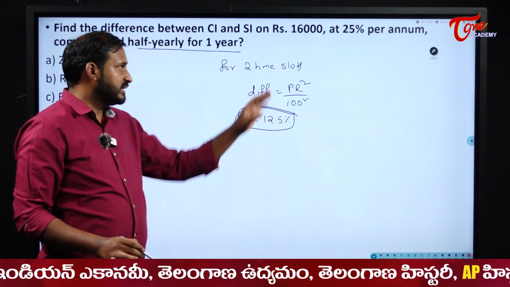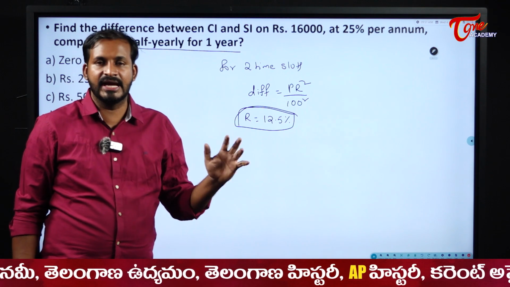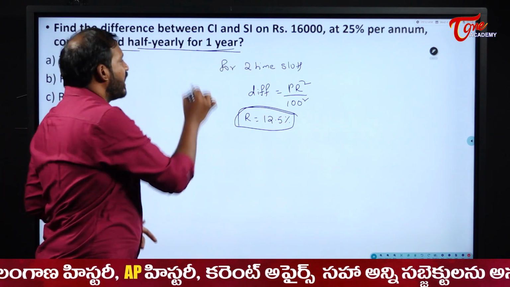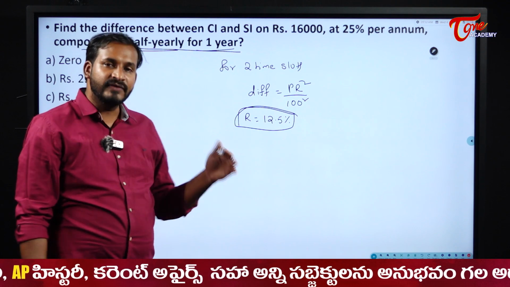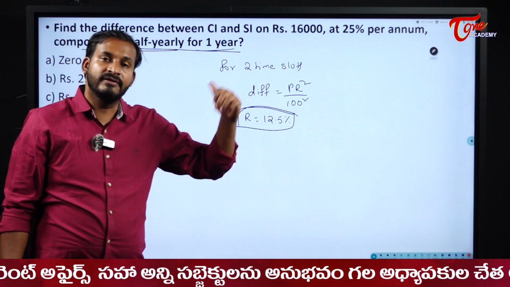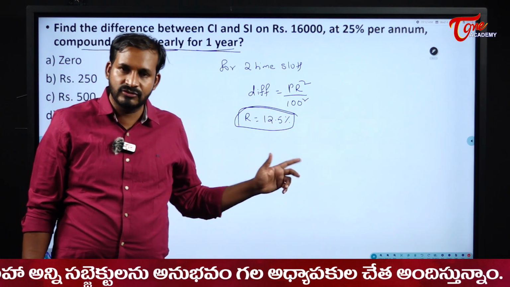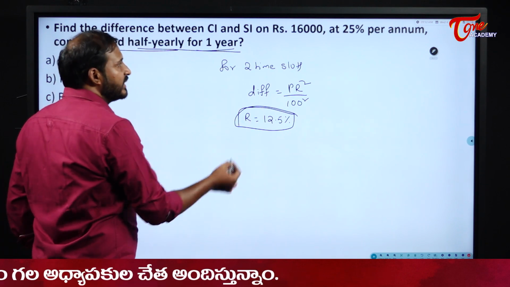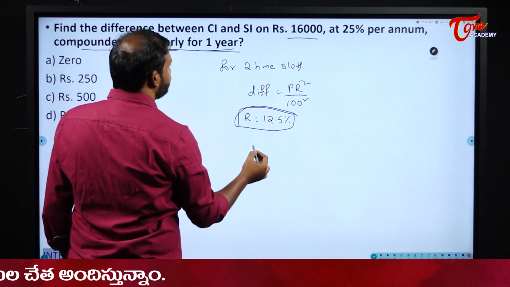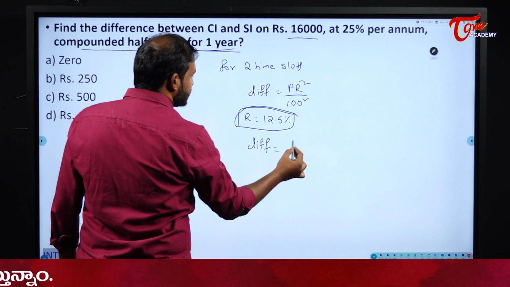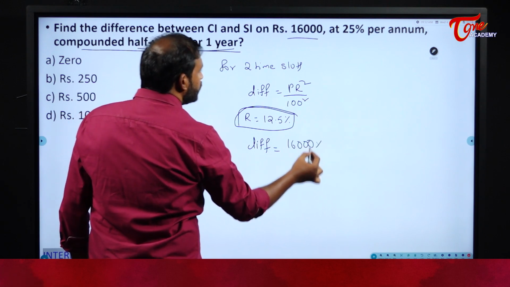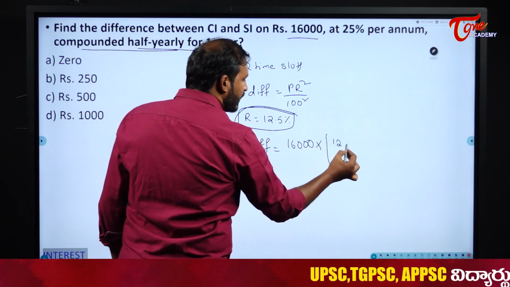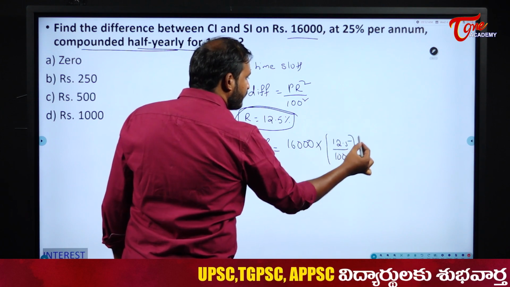This one is similar to the difference between CI and SI for 2 years. But by seeing the word 1 year, don't get confused, because it is compounded half yearly, so 2 time slots. So rate of interest becomes half. Already we discussed this while discussing the compound interest concept. Please do watch that one, students, so that you will have an idea. So R is equal to 12.5%. Principal is 16,000. Difference is equal to 16,000 into R by 100 whole square, that means 12.5 by 100 whole square.